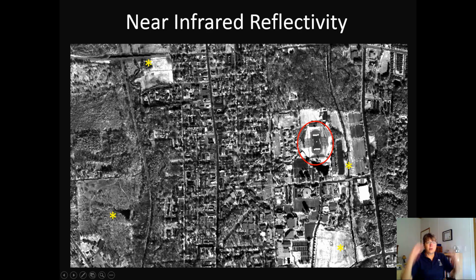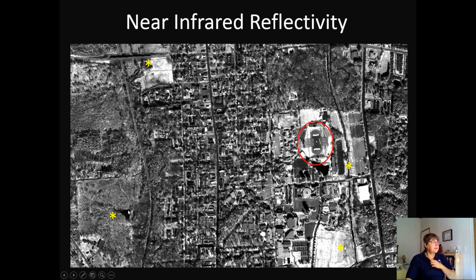Oh my gosh, it just lights up like a Christmas tree. And same thing with this grass over here. And the trees, they're no longer dark. They're a lot brighter. So this is that reflection in the near infrared that we looked at earlier.